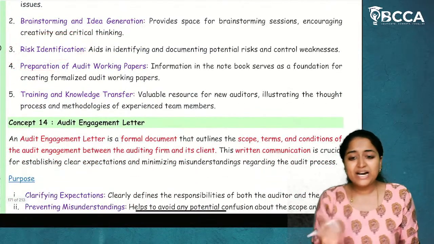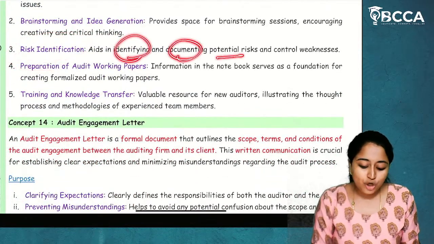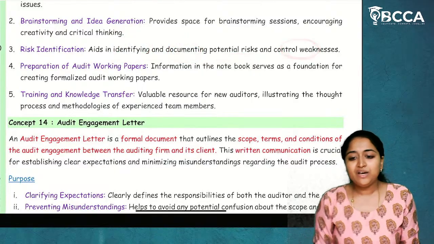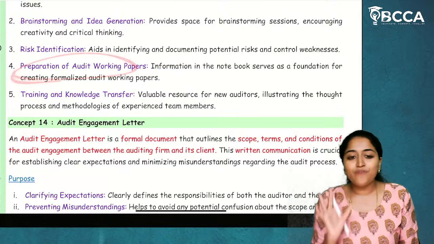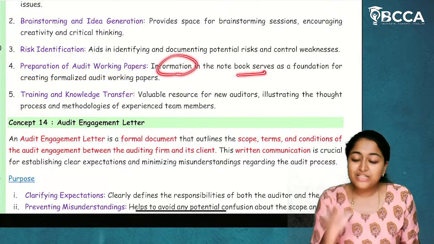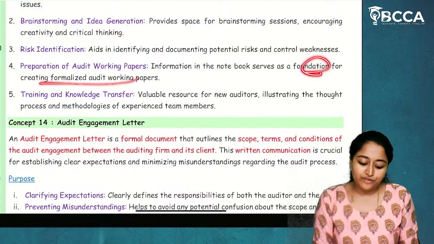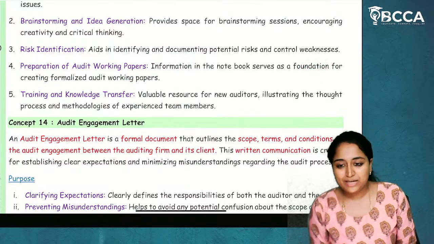And then risk identification aids in identifying and documenting potential risk and control weaknesses. Preparation of audit working papers: information in the notebook serves as a foundation for creating formalized audit working papers.